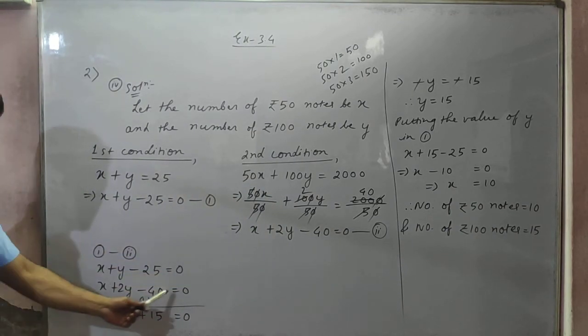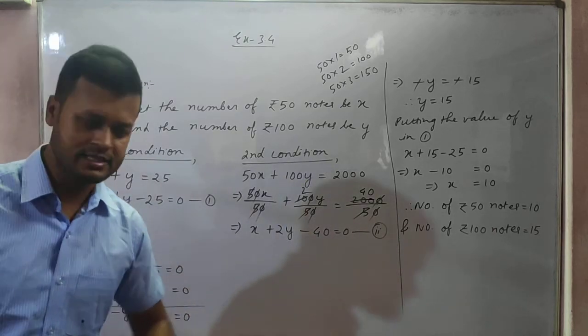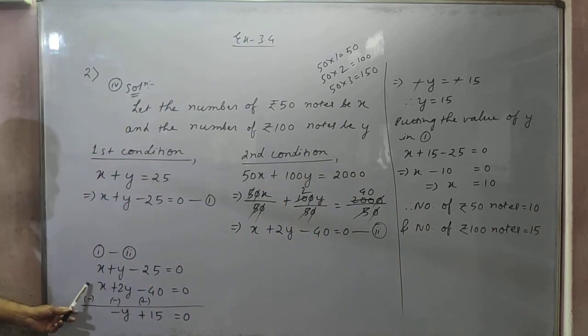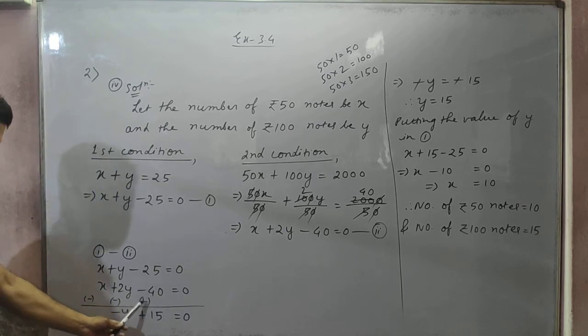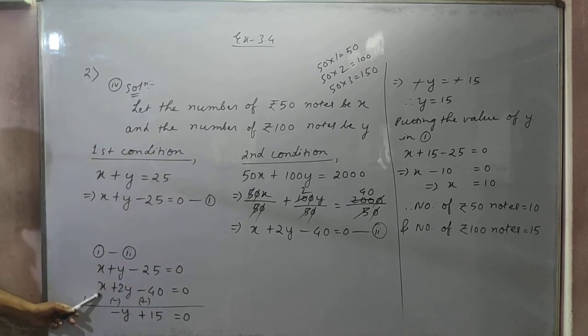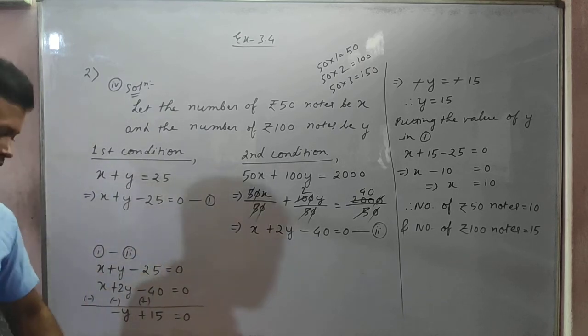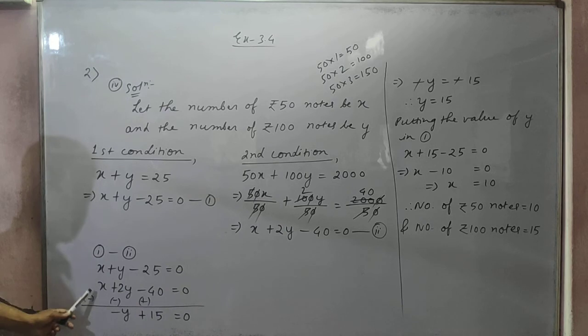Now you see, in the lower line we always change the signs, isn't it? Here plus sign is there, I will write minus. Here plus sign is there, I will write minus. Here minus is there, I will write plus. So plus x and minus x are cancelled.